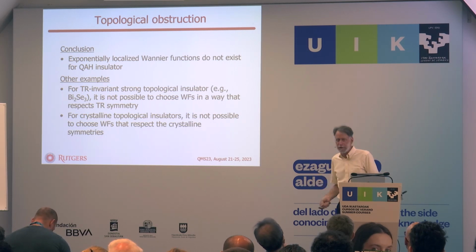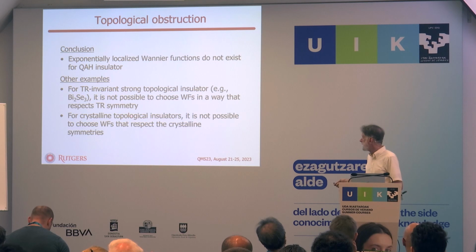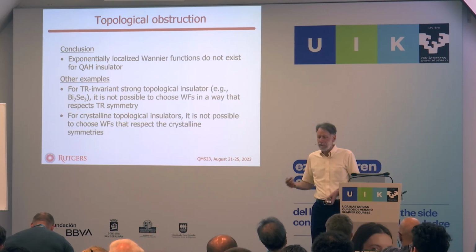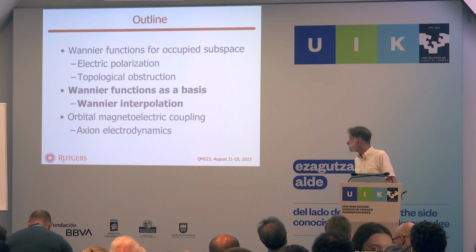And the same thing for example, crystalline topological insulators. If you have some particular symmetry like a mirror, and if you have a mirror topological insulator, then you can't construct Wannier functions that respect the mirror symmetry.